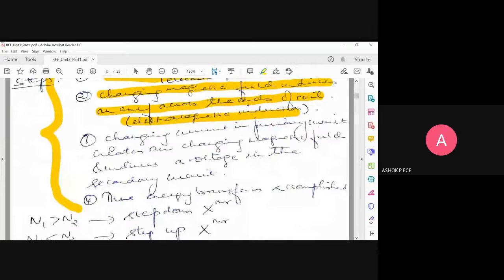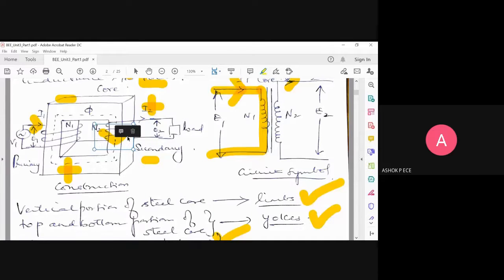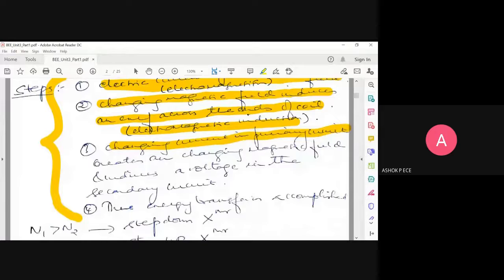So this flux will induce a voltage in the secondary, because this magnetic flux is traveling through the core from primary to secondary. As the flux reaches your secondary, because of electromagnetic induction, this flux is going to induce an EMF. The same way, as we said in the third point, because of changing magnetic field, we are going to have induced EMF in the secondary also. Okay, that is our third point. So the changing current in the primary circuit creates a changing magnetic field and induces a voltage in the secondary.